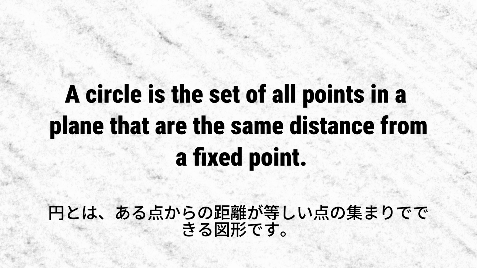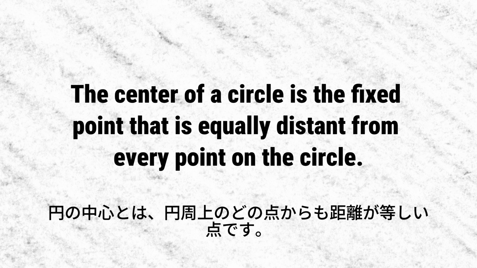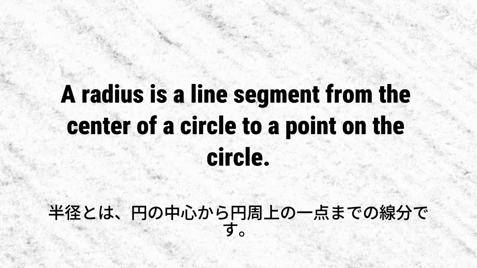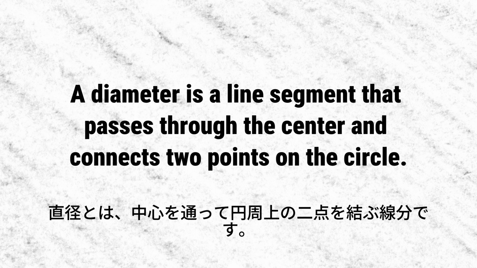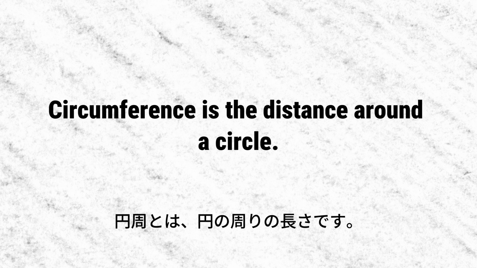A circle is the set of all points in a plane that are the same distance from a fixed point. The center of a circle is the fixed point that is equally distant from every point on the circle. A radius is a line segment from the center of a circle to a point on the circle. A diameter is a line segment that passes through the center and connects 2 points on the circle. Circumference is the distance around a circle.